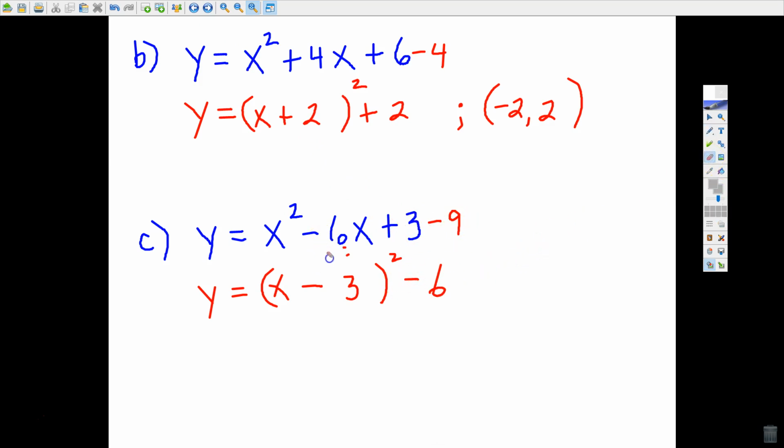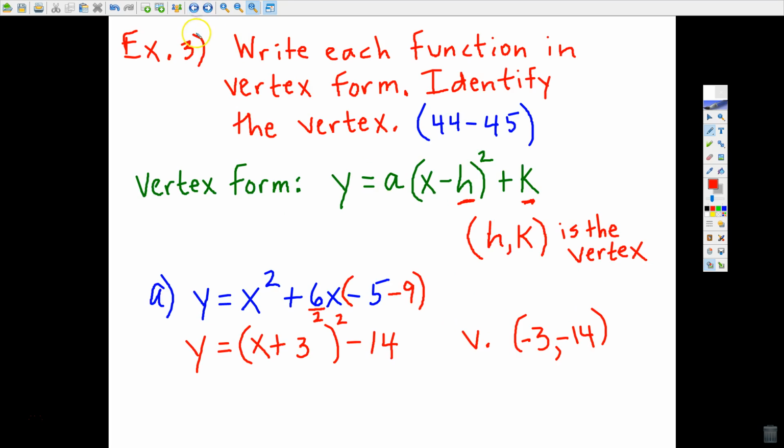Alright, so once again we have the red is the vertex form, and now let's write down the vertex. The x-coordinate of the vertex is 3. The y-coordinate of the vertex is -6. So that's what you're going to do on, I gave you 3 examples. You actually only have 2. We'll come back and practice this some more.